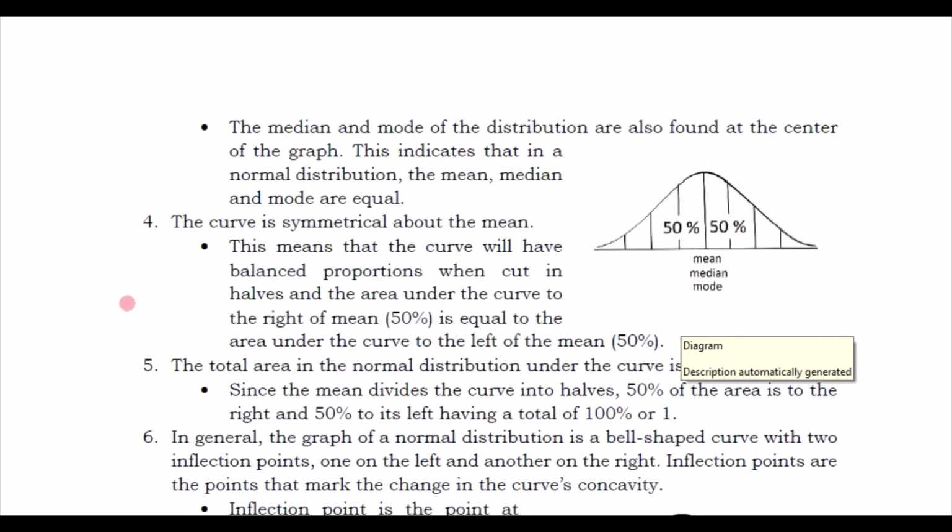Okay? Number 4. The curve is symmetrical about its mean. Okay? So, what does it mean? Okay? The curve will have balanced proportion when cut into halves, and the area under the curve to the right of the mean is 50%, is equal to the area under the curve to the left ay 50% din.